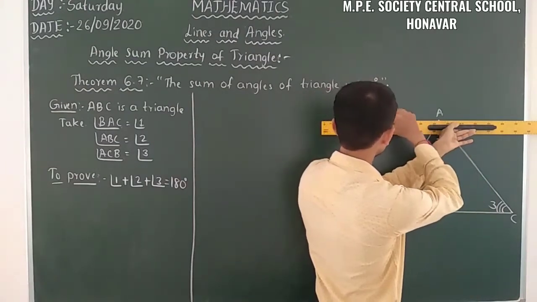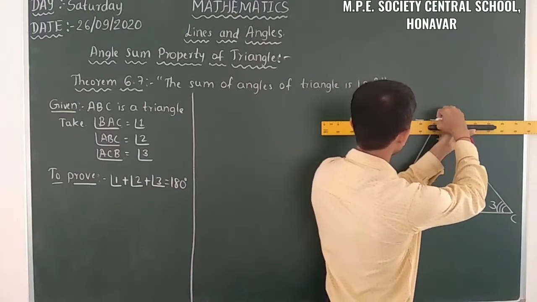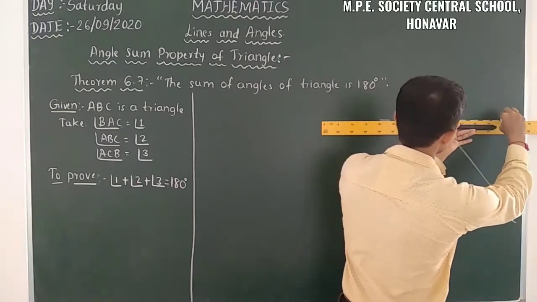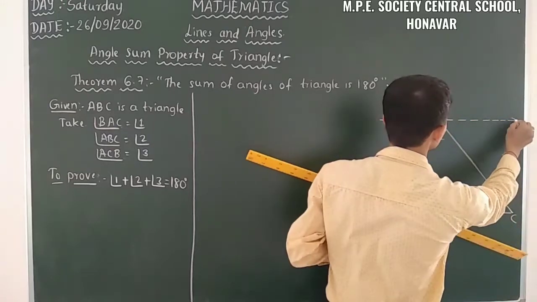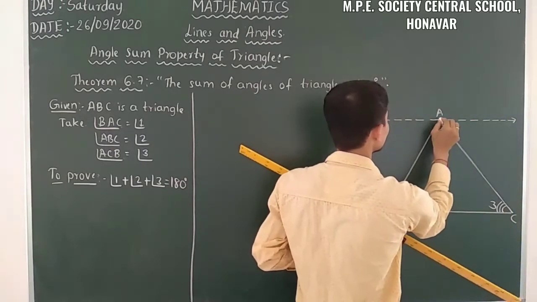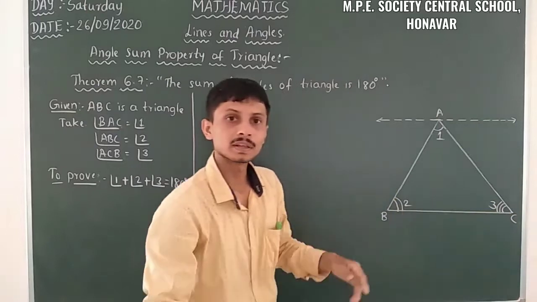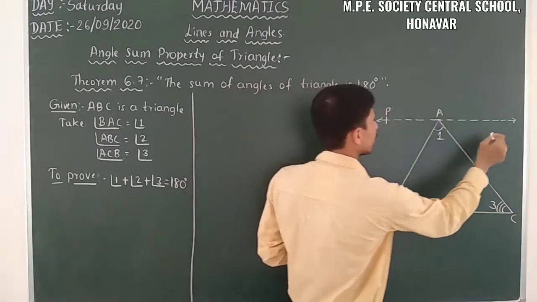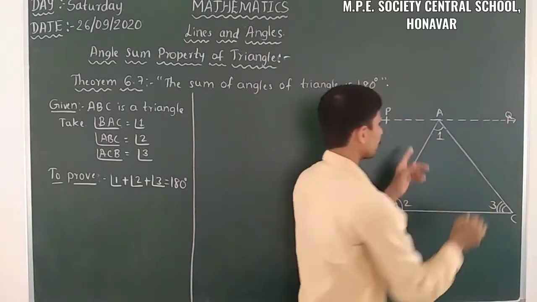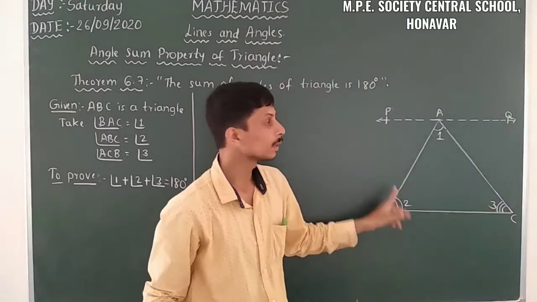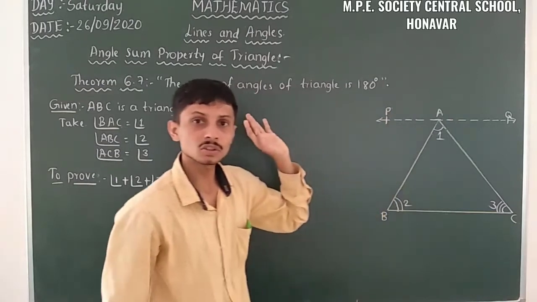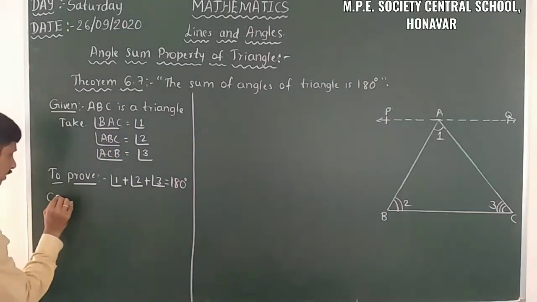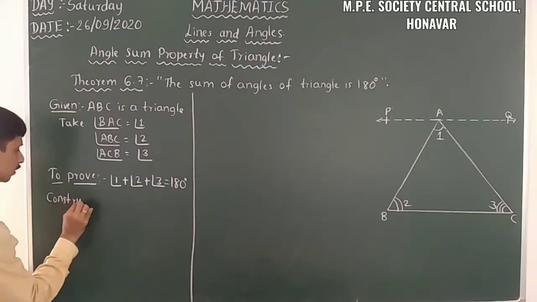So here I will construct a line like this, which passes through the point O and the point A. So here it is the line PQ. I will take this point, line PQ, parallel to the line BC, passing through the point A. So we have to write in the construction part. That is, what is the construction we made here?